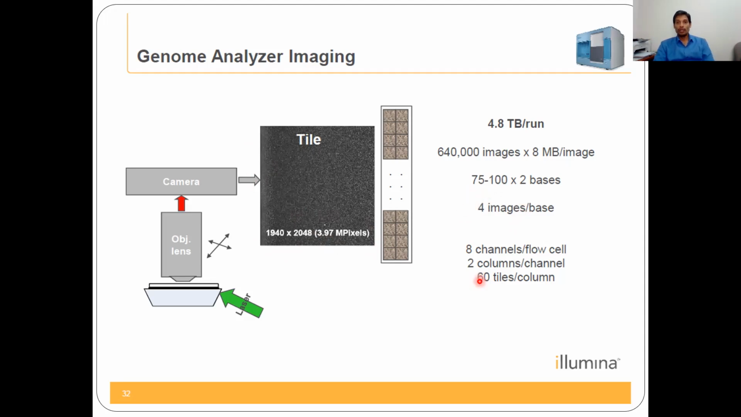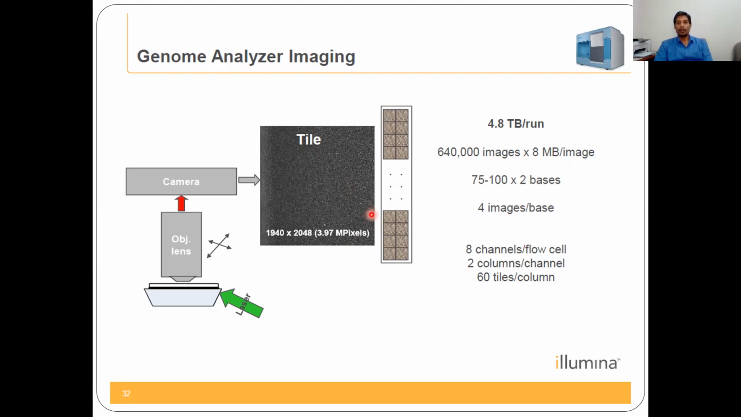So see, each flow cell is having 8 channels. That we have understood, right? Each flow cell is having 8 channels. Each channel is having two columns. See, these are two columns. This is only one channel, but two columns are there. Each column is having 60 tiles. Okay, and each tile it will take one picture, but not one. Each time one nucleotide is added, it will take 4 pictures.